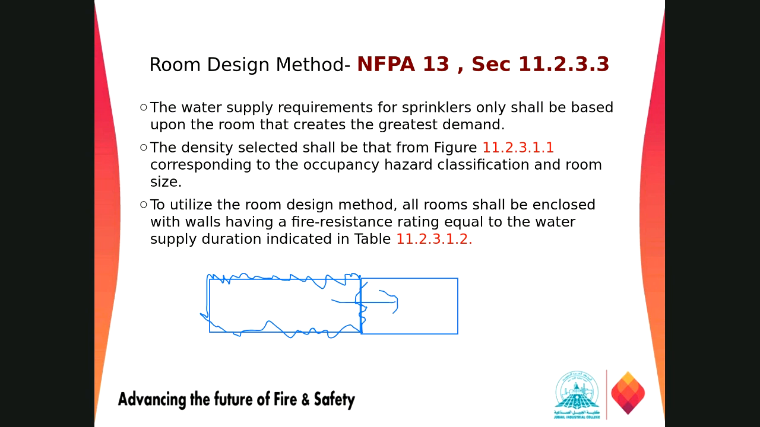Otherwise, the system will fail, because the system is designed only for the fire sprinklers in the greatest demand room. In case of a fire, if the fire goes out of control and goes to the nearby rooms, it will activate more than 5 sprinklers, maybe 10, maybe 8 or 9 sprinklers. At that time, the room design sprinkler system will fail. So we need a passive fire protection system also, at least equal to the duration of the fire water supply, and it should be fire resistant as per NFPA 101.